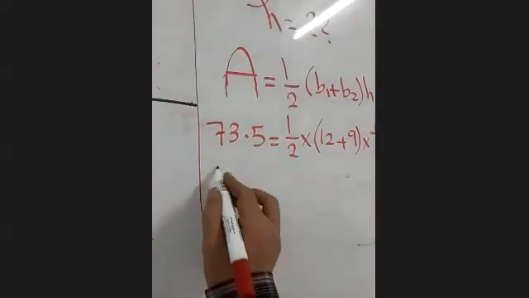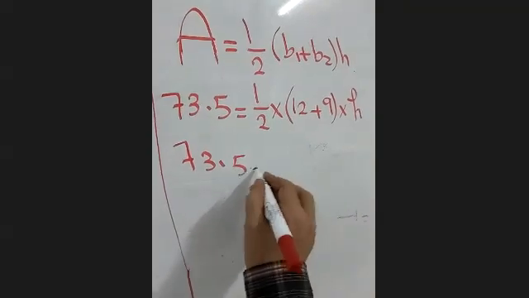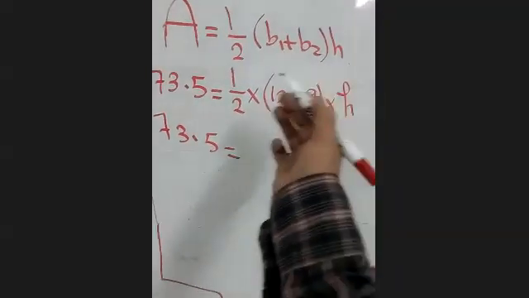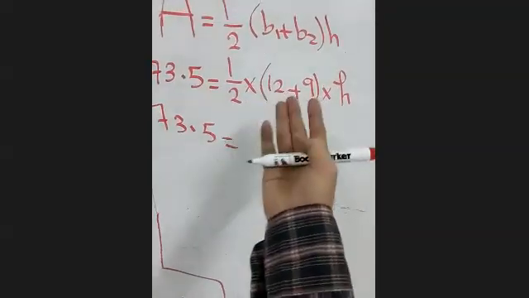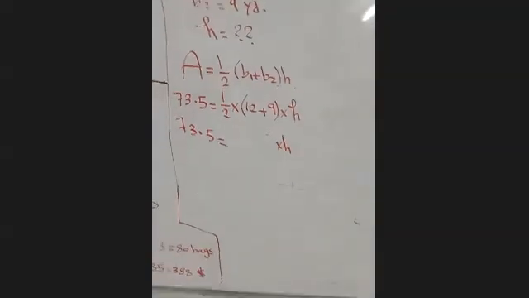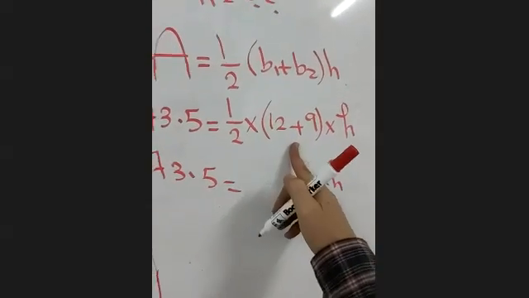Now, 73.5 equals. What do we need to do here? First, we will add the brackets. So first, guys, we need to get rid of these numbers. I need to make them one number. So we simplify these numbers. And the height comes down always, right? We want it. So here, 12 plus 9, how much? 12 plus 9 is 21.